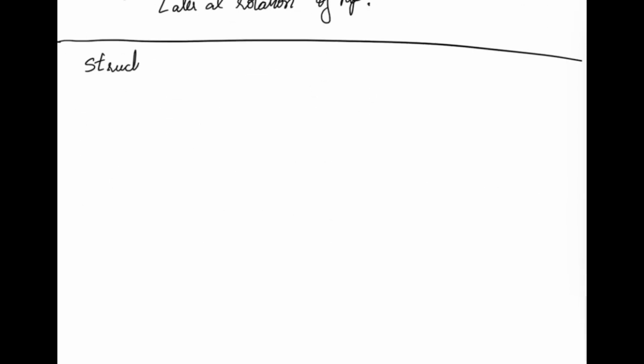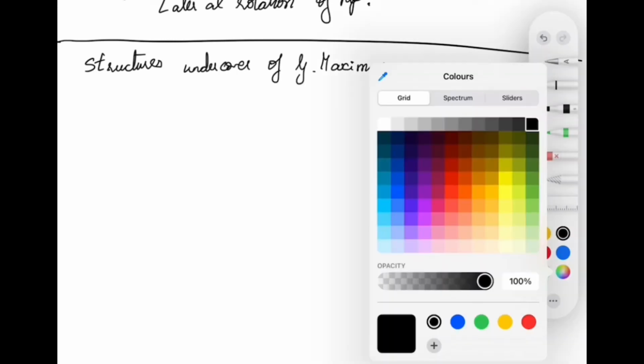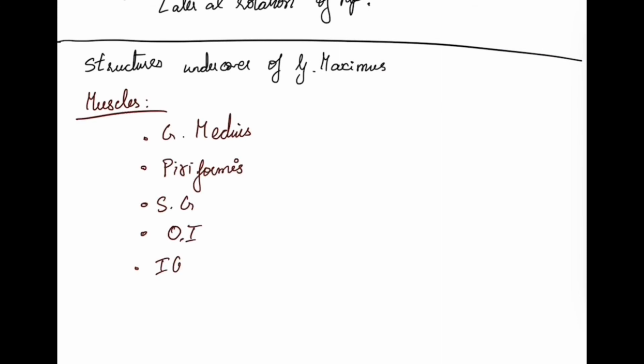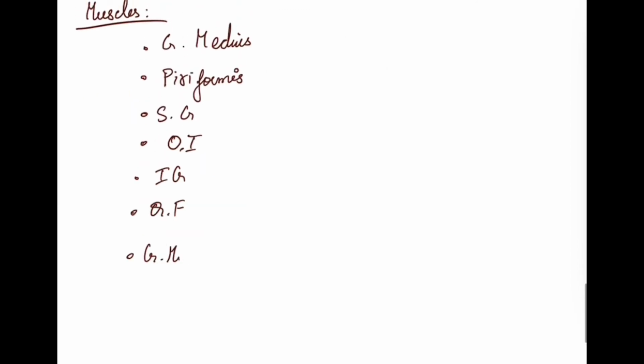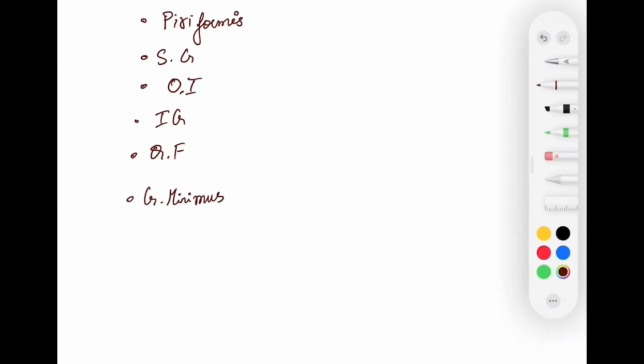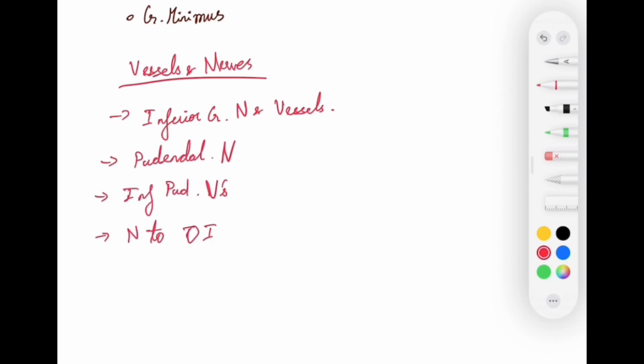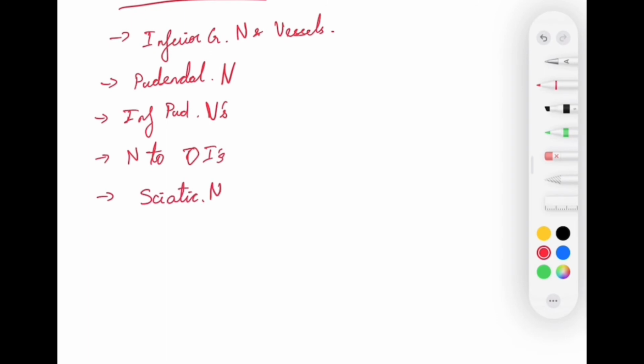Now to another important five mark, the structures under cover of the gluteus maximus. Muscles are gluteus medius, piriformis, superior gemelli, inferior gemelli, obturator internus, quadratus femoris, and gluteus minimus. Vessels and nerves will be inferior gluteal nerve and vessels, pudendal nerve, internal pudendal vessels, nerve to obturator internus, sciatic nerve, and the posterior cutaneous nerve of thigh.